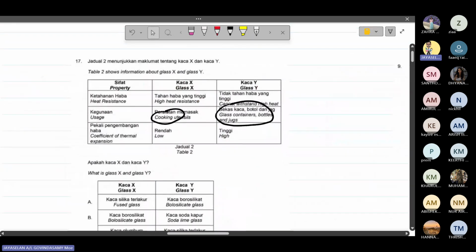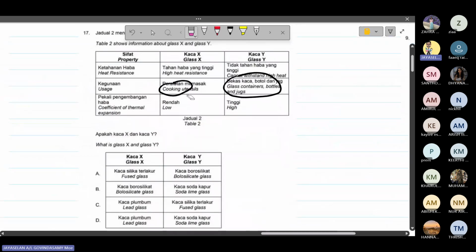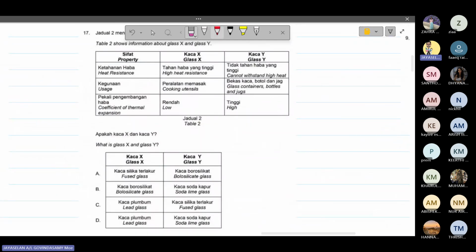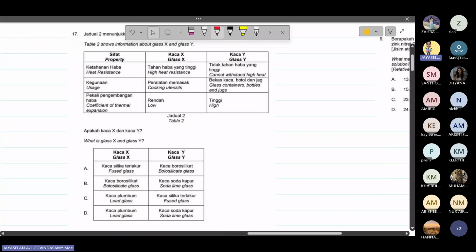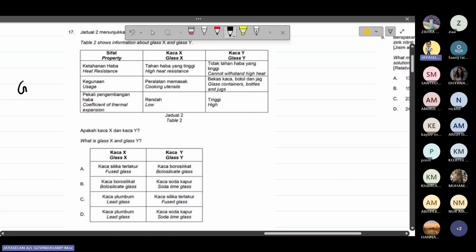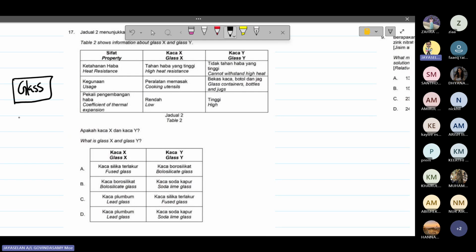Okay, second question, glass. Pernah keluar dalam paper 2. Alright, objective question pernah keluar sekali je. They ask about lead glass. So if in the exam they ask what is the main composition of glass? Apakah komponen utama glass? You just put silica. Please remember this one. Glass is made up of silica, SiO2.